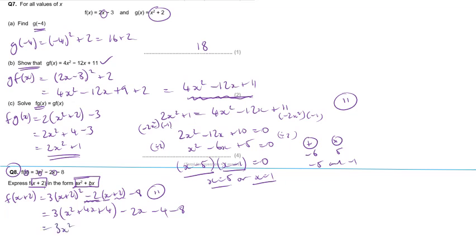I'll expand this first bracket out fully. And then we've got a bit of tidying up to do here. So we've got 3 lots of x squared. We've got plus 12x, take away 2x. So that gives us plus 10x. And then we've got plus 12, take away 12. They cancel each other out. So we've got it written here in the form ax squared plus bx.